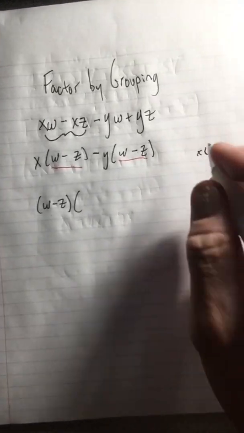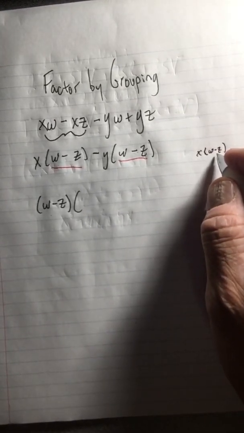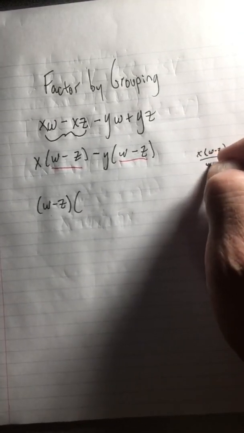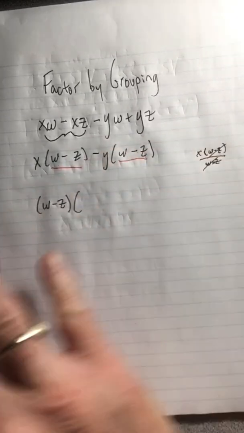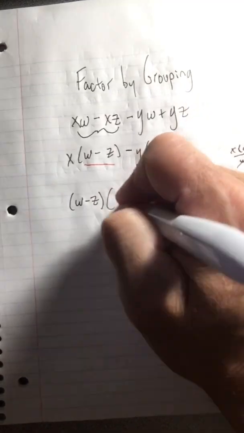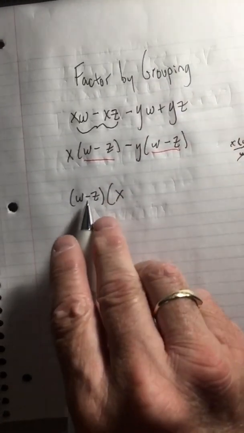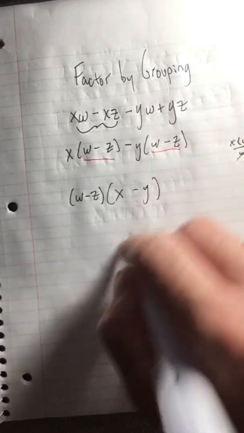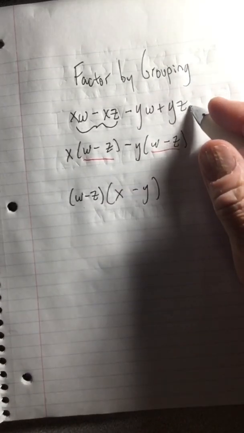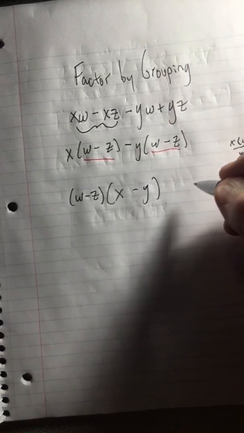So when I do it over here, I have x times w minus z, and I'm factoring out a w minus z, which means I'm dividing. Well then, that reduces, and I'm left with just x. So I have just an x here. And the same thing goes over here. When I divide this into that, I'm left with just a y. And this is the factorization of that polynomial there.